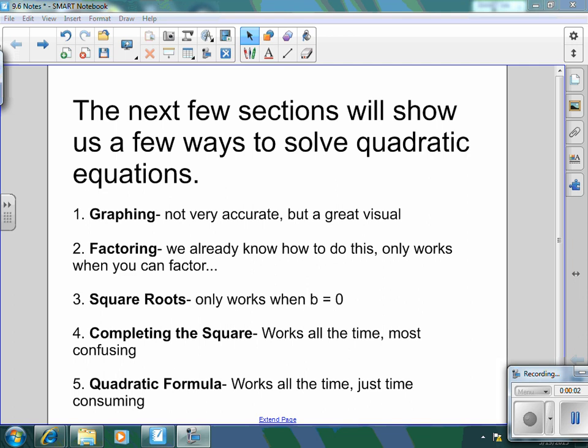So remember, these next couple sections are all about how to solve quadratic equations. We have done graphing. We learned that it's not very accurate, but it's a really good visual of what you're doing. Remember, the solutions are at the zeros. Today we're going to do factoring, which we already know how to do. But since this is all about different ways to solve quadratics, we bring it up again to remind ourselves that we do know how to do this already.